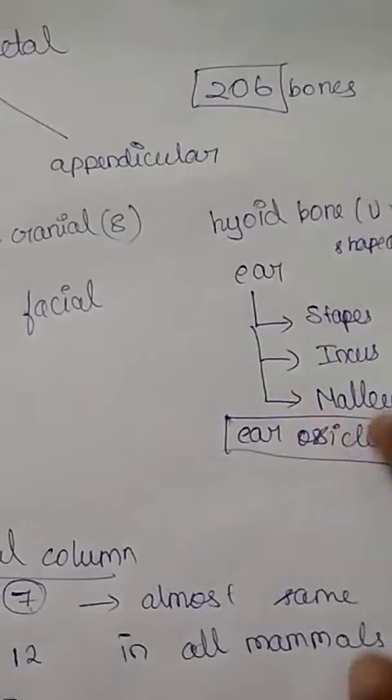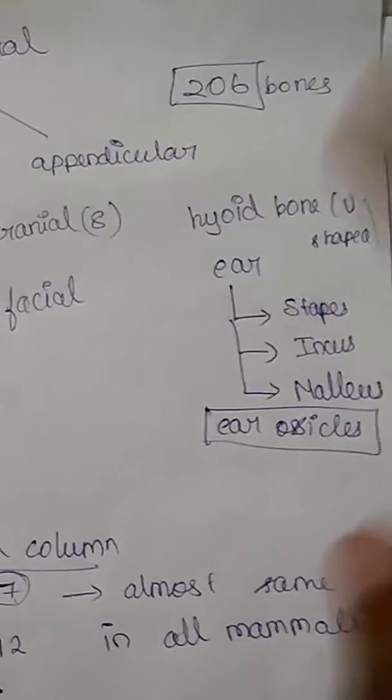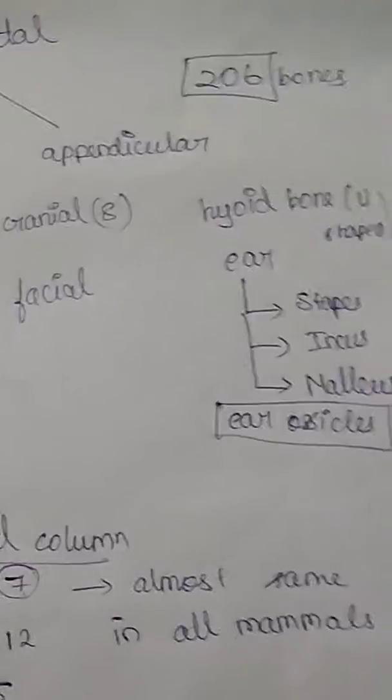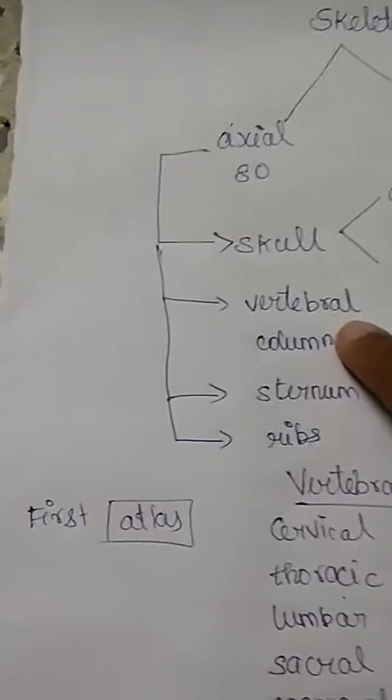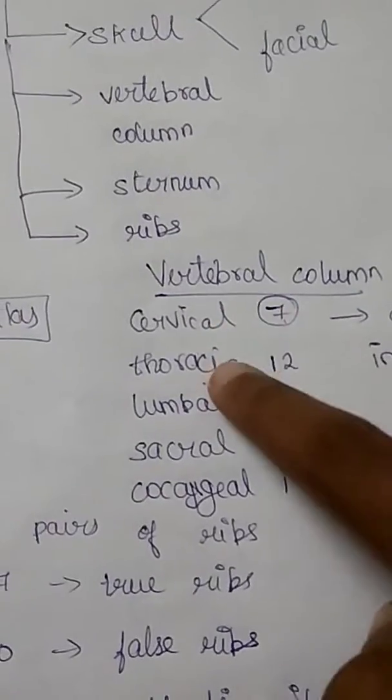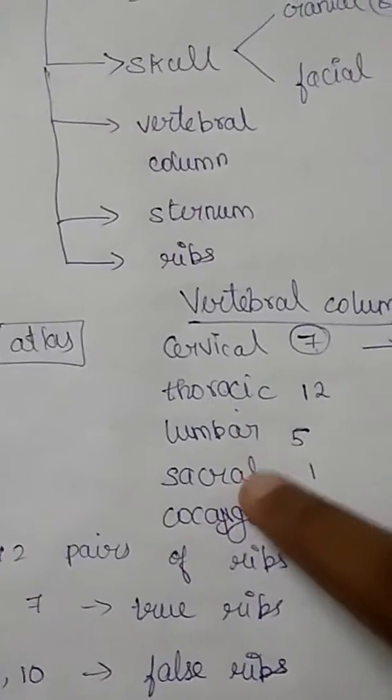Remember friends, this is an important thing for your entrance examination. Remember it again: stapes, incus, malleus. These are collectively called the ear ossicles. Okay, then come to the vertebral column. In the vertebral column, the first one is called the atlas. Then we have 5 regions here: cervical, thoracic, lumbar, sacral, coccygeal.